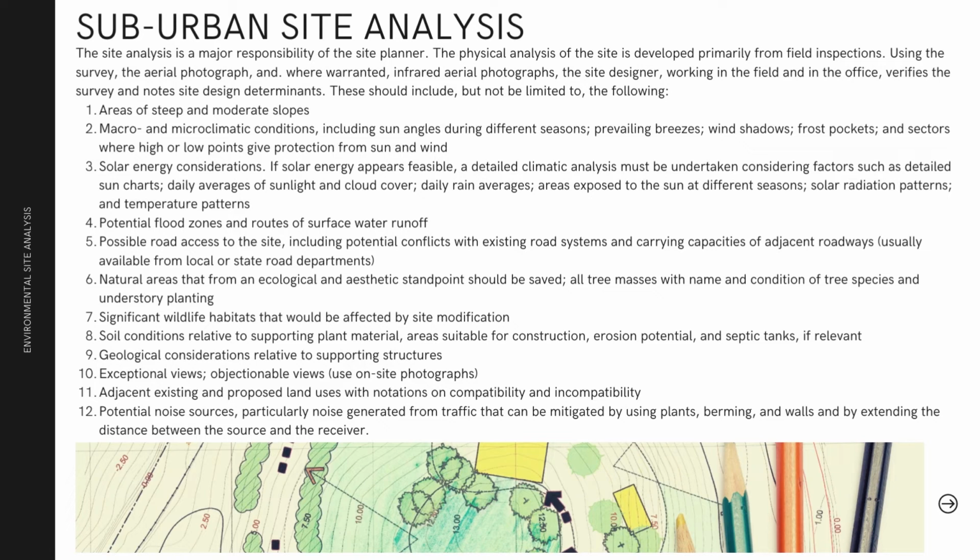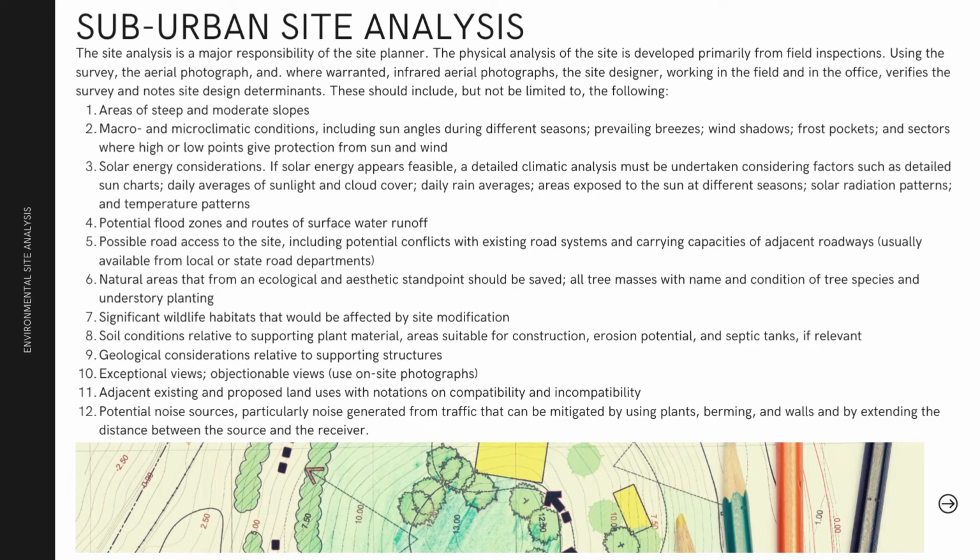Number 5, possible road access to the site, including potential conflicts with existing road systems and carrying capabilities of adjacent roadways, usually available from local or state road departments. Six, the natural areas that from an ecological and aesthetic standpoint should be saved, such as tree masses with name and condition of tree species and understory planting. Seven, significant wildlife habitats that could be affected by site modification.